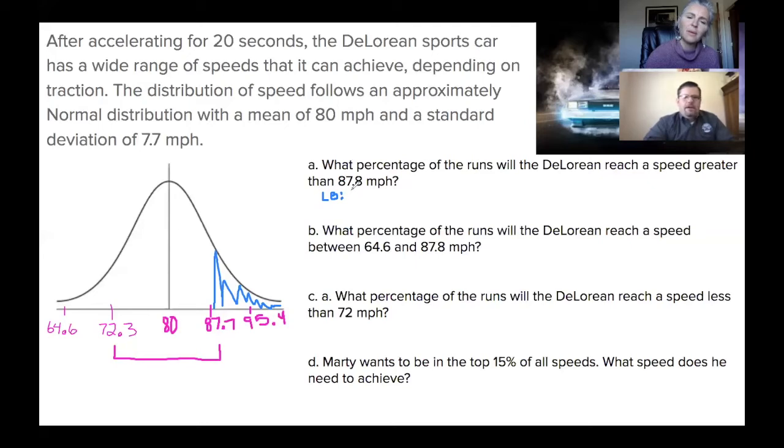We would say my lower bound is 87.8. Now guys, I'm doing this because I don't want you to just put a number. If you just put a number on the AP test, you will not get any credit. Zero, zilch, even for the right answer. You have to put the lower bound, the upper bound.